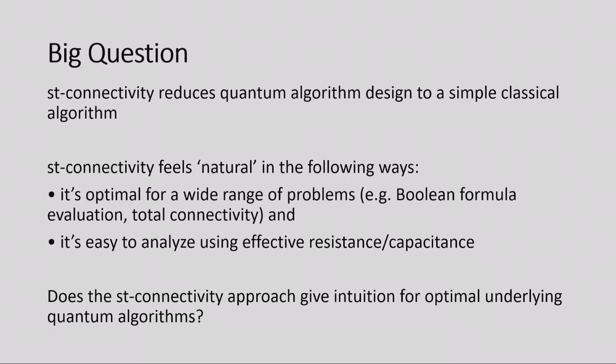So it's not quantum, but it has the nuance that you would expect from something that isn't at this layer of abstraction. ST connectivity is high above quantum gates and quantum circuits, but we still have some nuance to the problem, and we're able to exploit this to find optimal solutions and algorithms for the problems that we'll consider. So does the ST connectivity approach that we consider today give intuition for the optimal underlying quantum algorithms, even though the approach to these problems will be very classical?